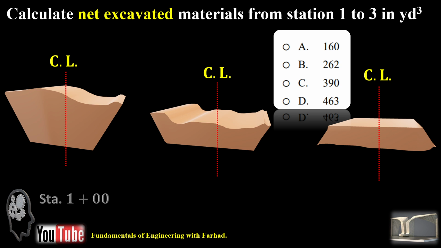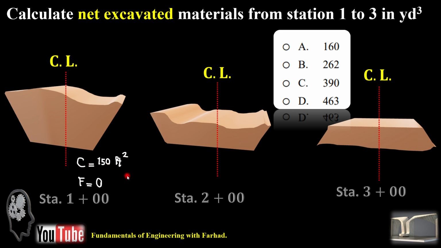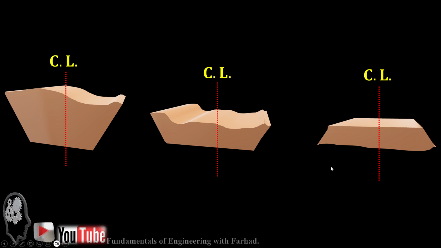Our problem is to calculate the net excavated volume from station 1 to station 3. We have 3 stations, in cubic yards. Our first station has a cut of 150 feet squared and 0 fill. The second one has a cut of 50 feet squared and 0 fill. And the last one has a cut of 0 and a fill of 40 feet squared. We want to know how to deal with such problems.